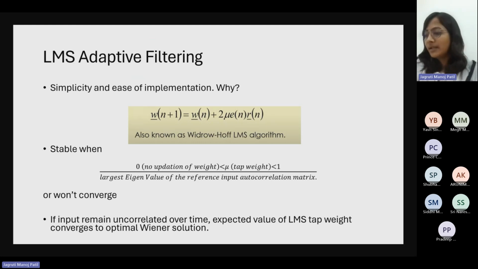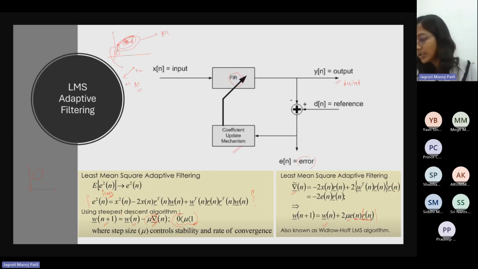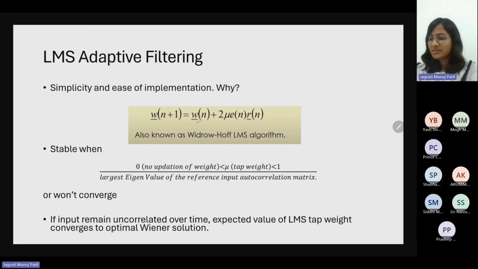The advantage is its simplicity and ease of implementation. Why so? Because it's a simple equation. There are no quadratic terms over here. It just depends upon the present value of the input. Now it's stable when mu is between 0 and the maximum updation of weight, divided by the largest eigenvalue of the reference input autocorrelation matrix. That's this particular matrix. Hence we have kept this matrix over here so that we can normalize our signal. So, divided by the largest eigenvalue. You all know what an eigenvalue is, right?